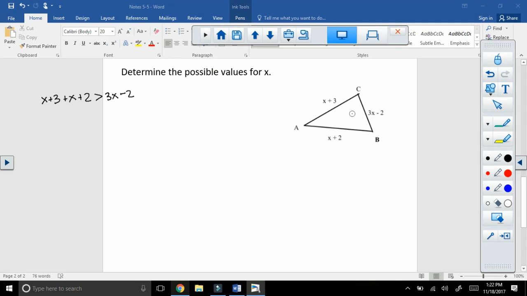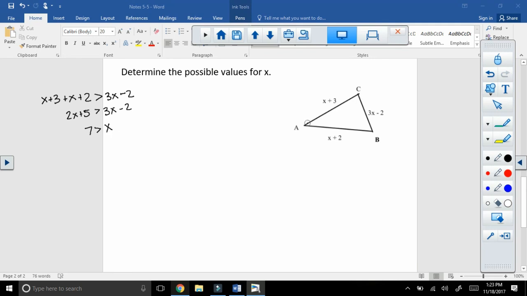So in this case, for this first one, I just added those 2 up and set it greater than this one over here. So when I solve that, I get 2x + 5 > 3x - 2. Or I can say that x has to be less than 7, or 7 is greater than x, whichever way you choose to write that.